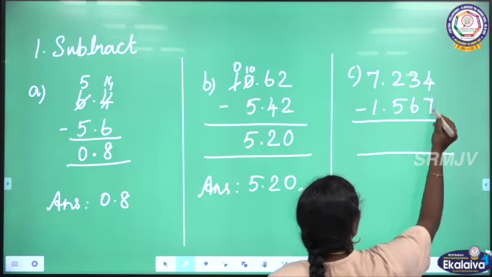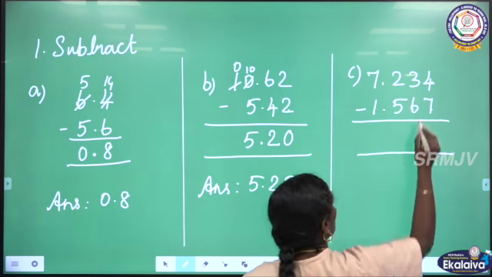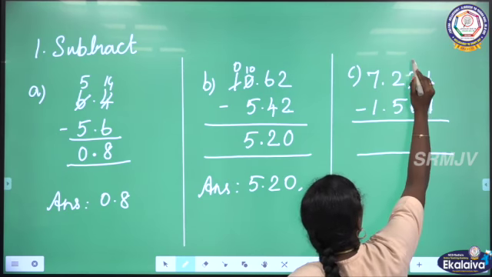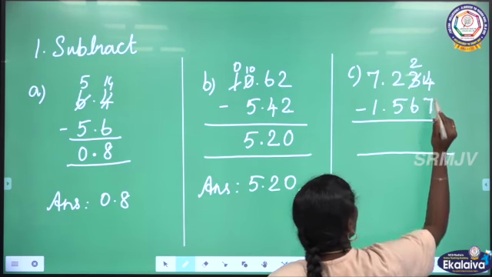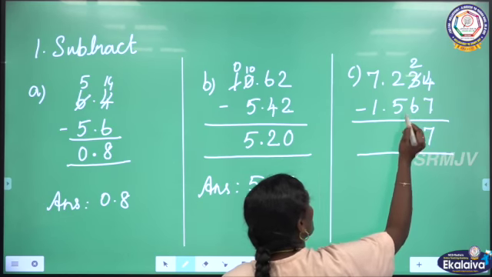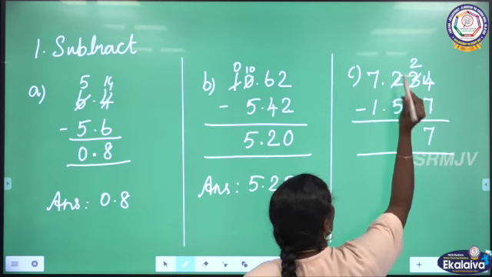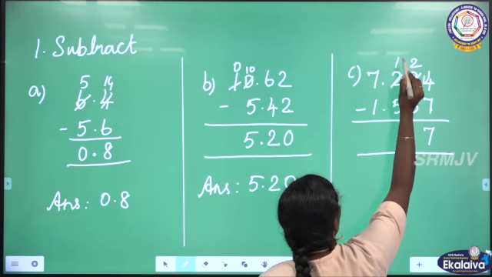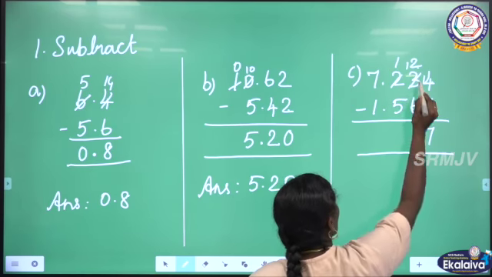Okay, a normal subtraction, while subtracting a decimal part and whole number part, we have to separate it by decimal point. Here 4 minus 7 we can't do. So, we have to borrow from 3. 3 will become 2. 4 will become 14. 14 minus 7, 7. 2 minus 6 we can't do the subtraction. So, we have to borrow from 2. 2 will become 1. This 2 will become 12.